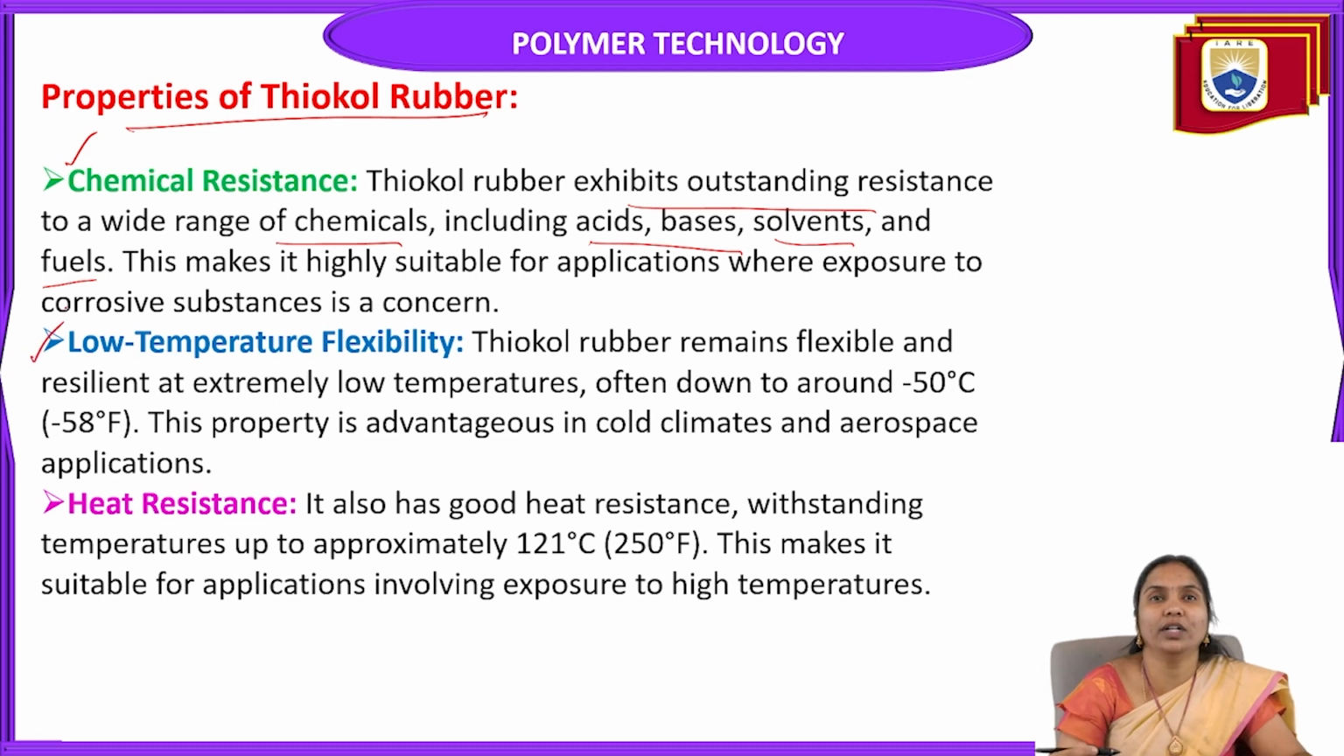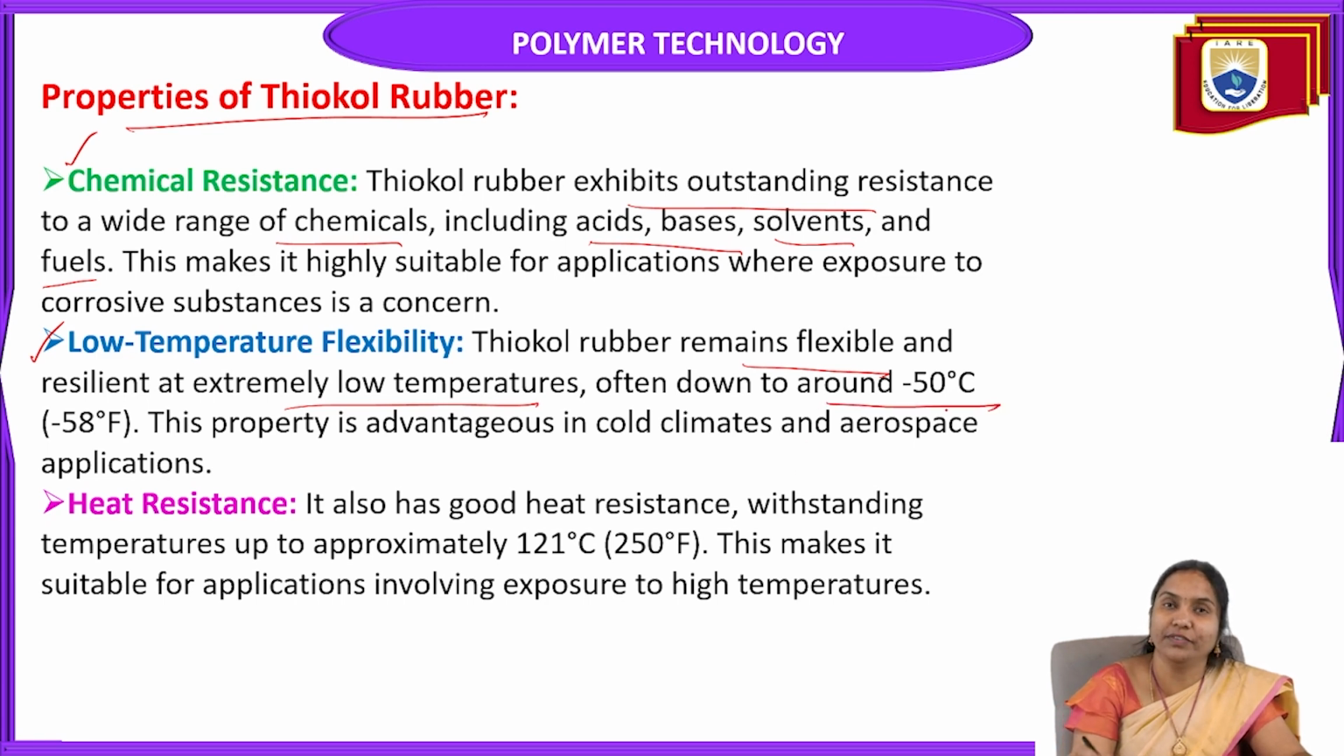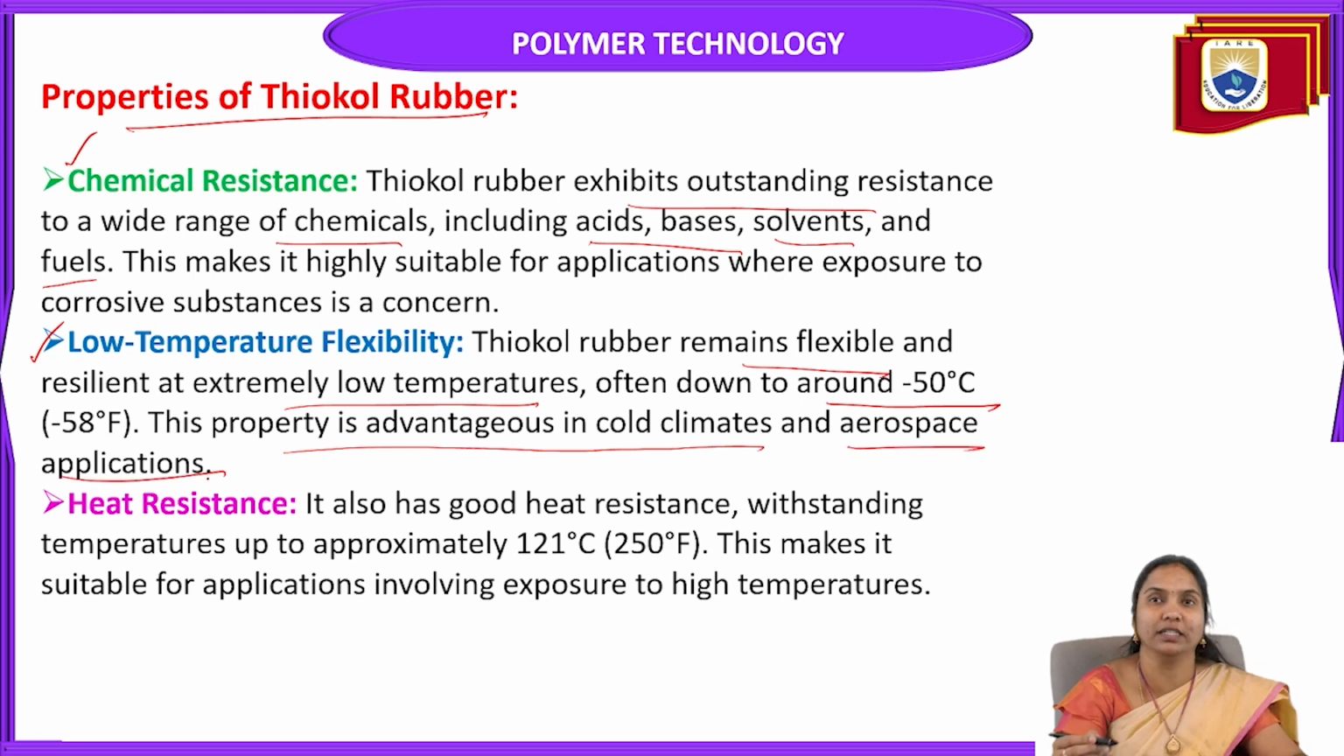And next one is low temperature flexibility. Thiokol rubber remains flexible and resilient at extremely low temperatures, often down to around minus 50 degrees centigrade. This property is advantageous in cold climates, and it is most suitable for aerospace applications.